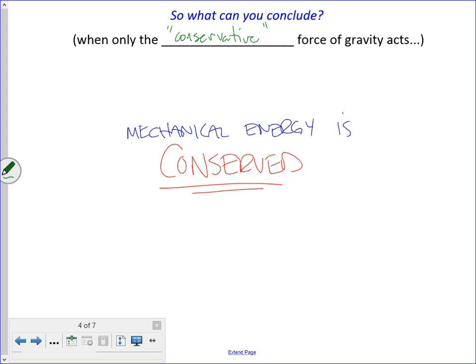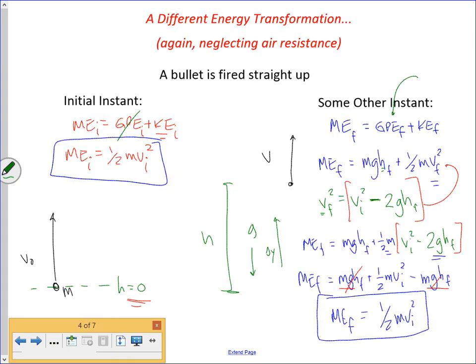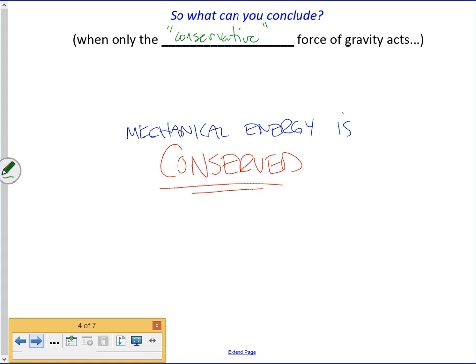Gravity is a force, or the force of gravity is a force. But that force is called a conservative force because when it acts on objects, and when only it acts on objects, their mechanical energy is conserved. Therefore, gravity is called a conservative force, or the force of gravity is a conservative one.